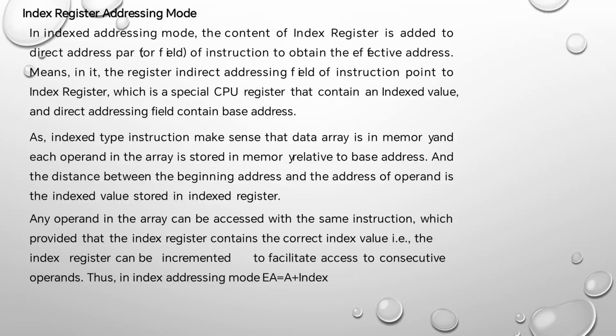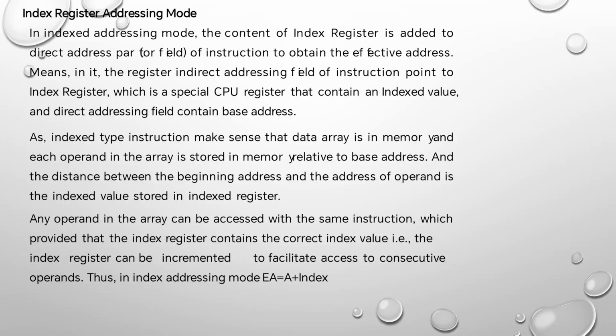It means that in the register indirect addressing field, the instruction points to the index register, which is a special CPU register that contains an index value, and the direct addressing field contains the base address. An indexed type instruction makes sense when a data array is in memory and each operand in the array is stored in memory relative to the base address, and the distance between the beginning address and the address of the operand is the index value stored in the index register.